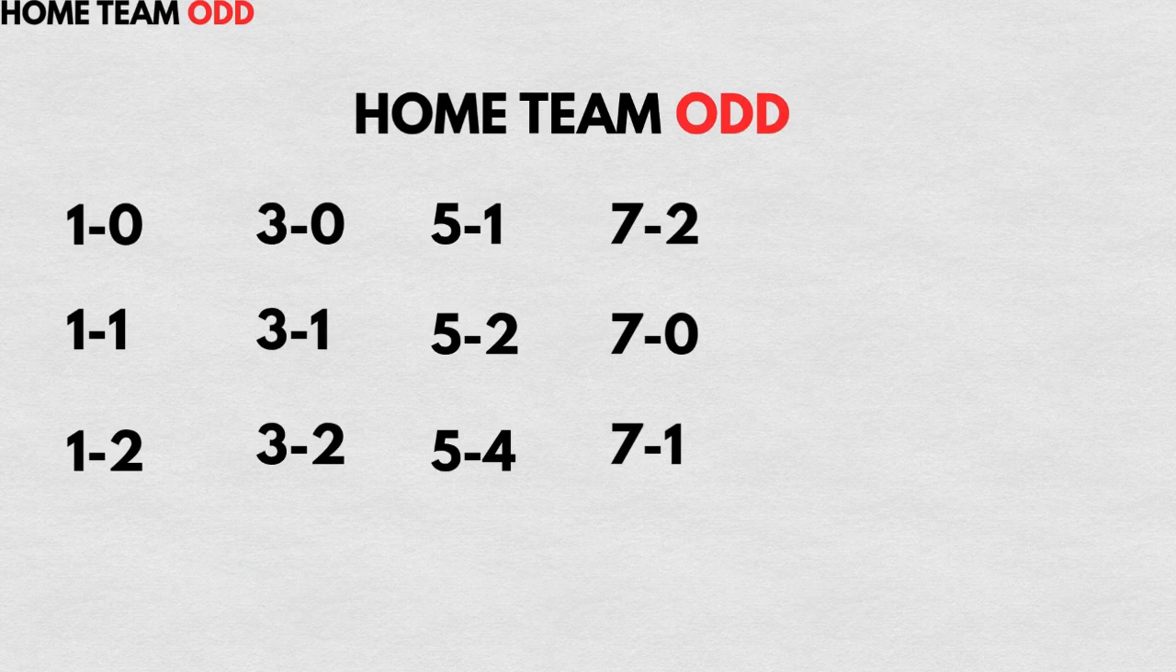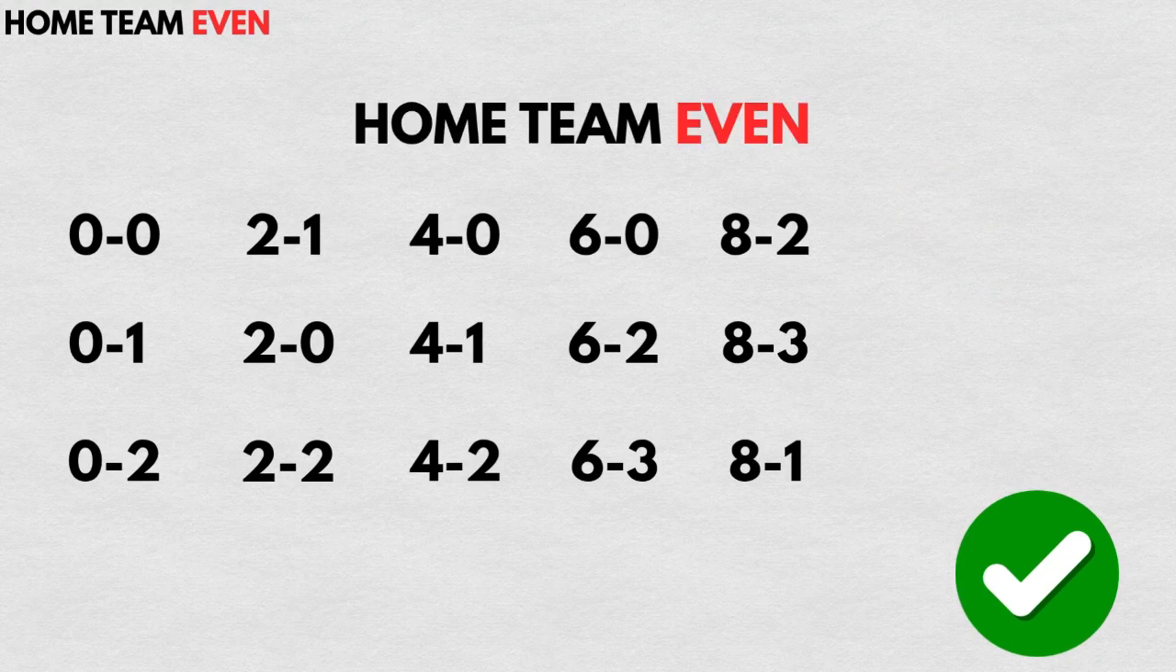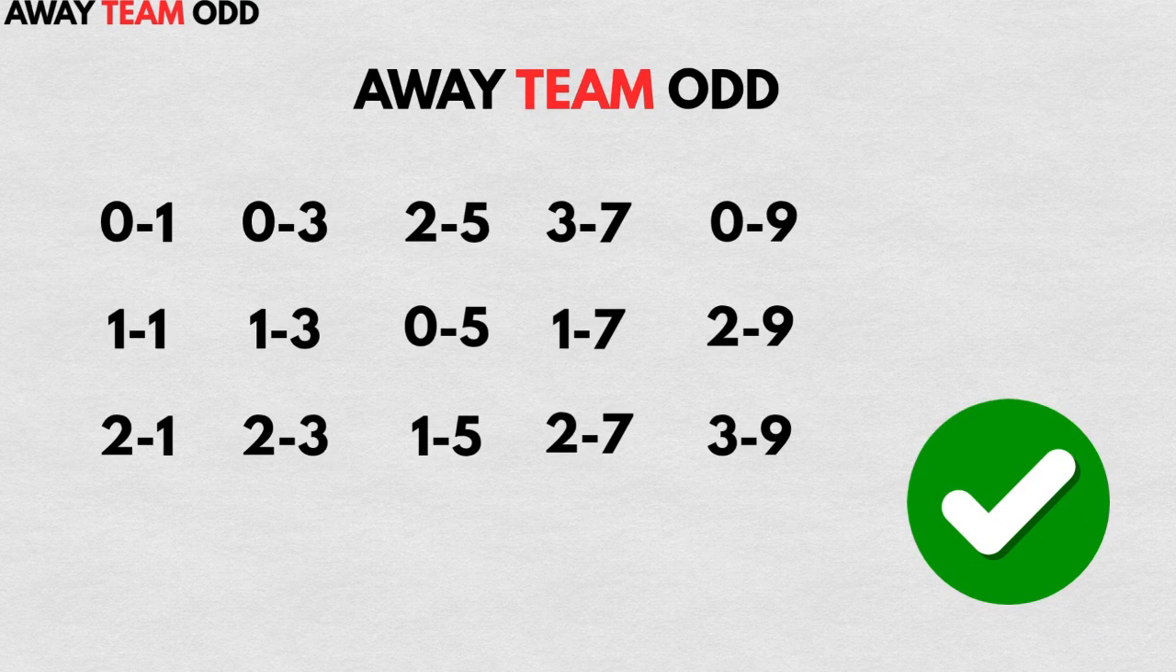So if you pick home team odd, that means you're expecting the home team to score 1, 3, 5, 7, or 9 goals. 9 goals is very unrealistic, but if they do score 9 goals and you pick odd, you're a very lucky person. For home team even, that means the home team is expected to end the match with 0 or 2 goals, 4 goals, 6 goals, 8 goals. It's the same logic for the away team odd and even.